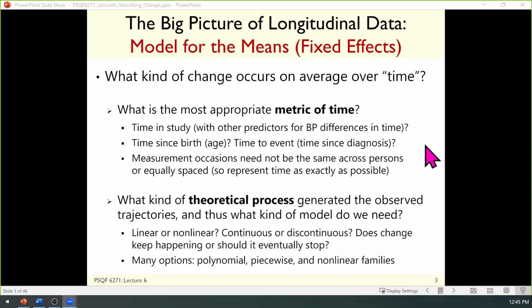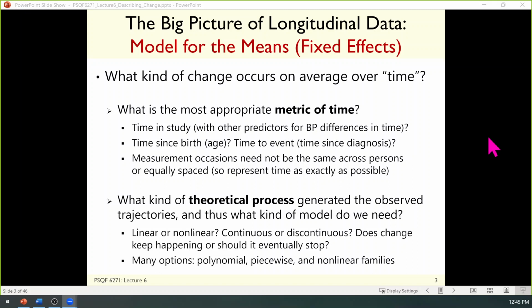So, big picture first: what are we trying to do in terms of building our model for change, and what goes into each side? First, the red side, the model for the means, where the fixed effects go. The role of the fixed effects, which are estimated constants that everybody shares, is to describe the average trajectory. If you were to estimate what the mean is at each distinct occasion and draw a line through it, what is the shape of that line? That's what the fixed effects are trying to recover.